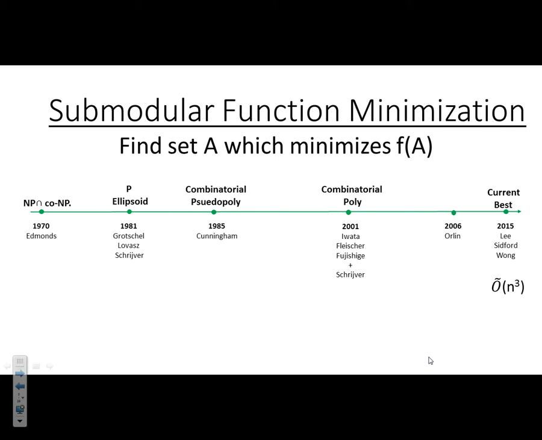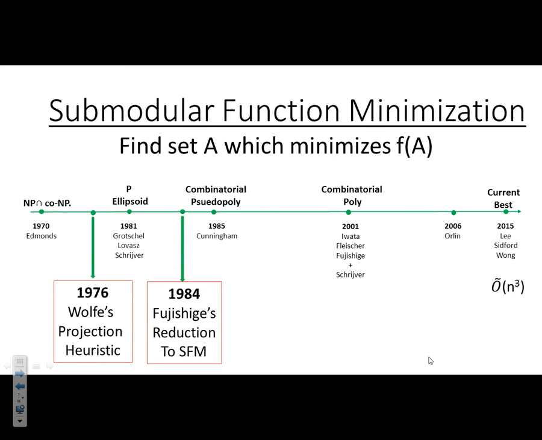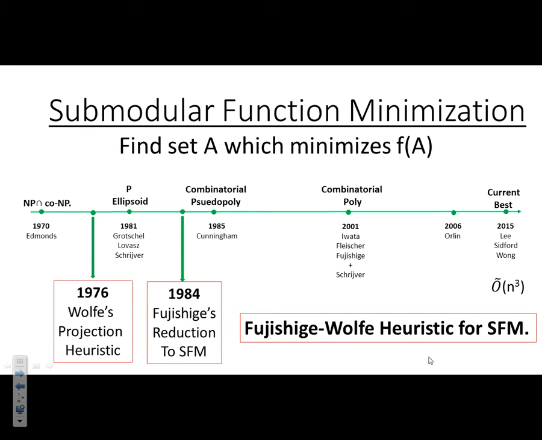Okay, so what I'm going to talk about is none of these algorithms, right? What I'm going to talk about is something that predated Cunningham's algorithm. So in 1976, there was a heuristic proposed by Philip Wolfe about a purely geometric problem. We're going to hear about it a lot. And in '84, Satoru Fujishige proved that if you can solve the geometric problem on the base polytope, again I'll be clarifying these things, together you can use that to do submodular function minimization. And this heuristic, using Wolfe's heuristic for the geometric problem to solve submodular function minimization, is called the Fujishige-Wolfe heuristic.